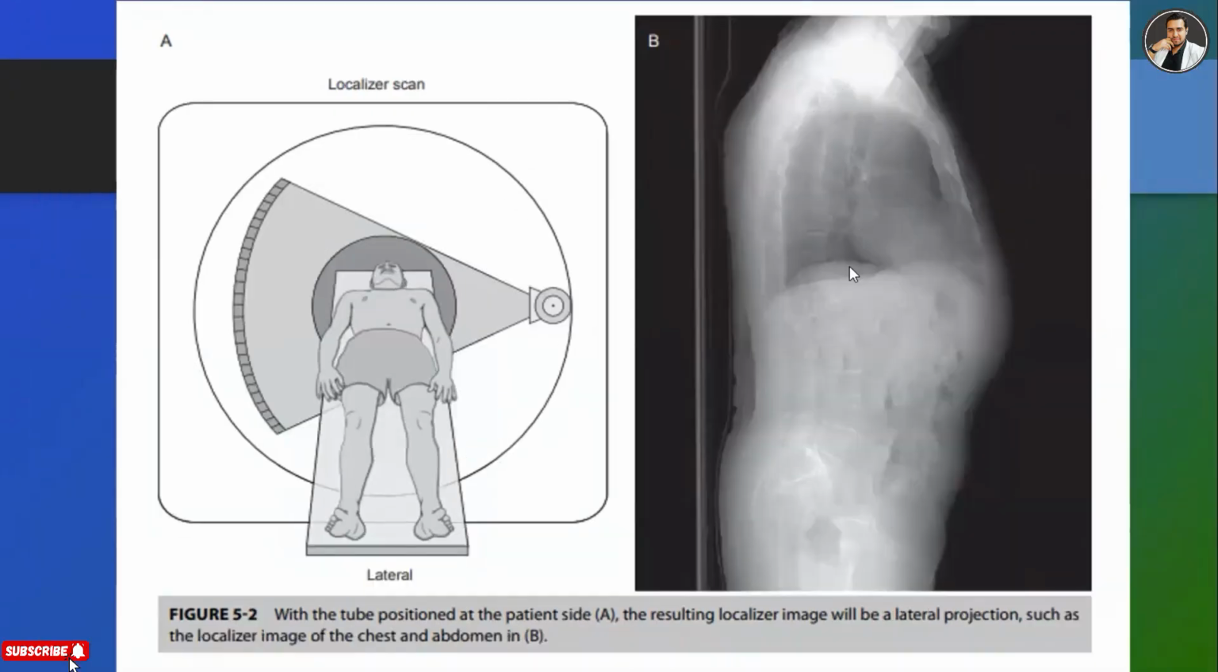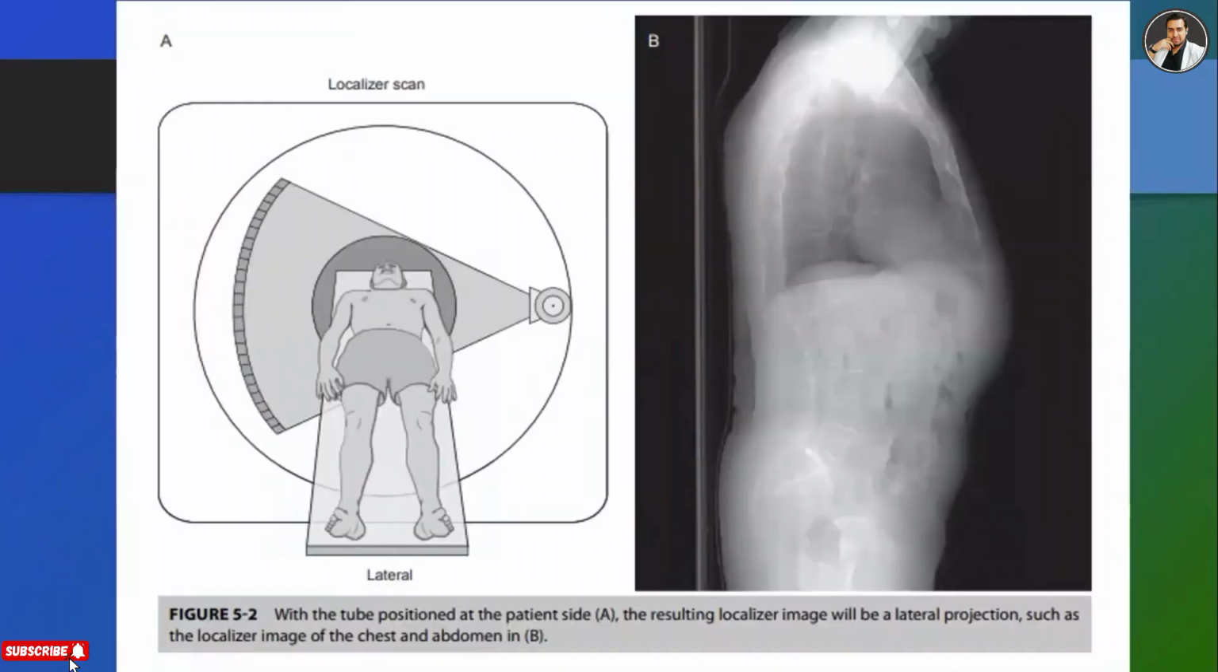A lateral topogram is used by scanning the head. We can understand how the topogram works. The tube does not move around the patient. It is located on one side, maybe on the side, maybe on the top.